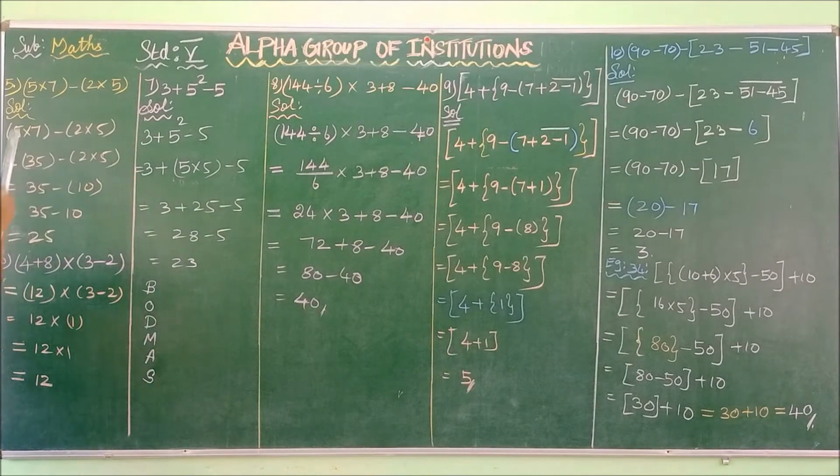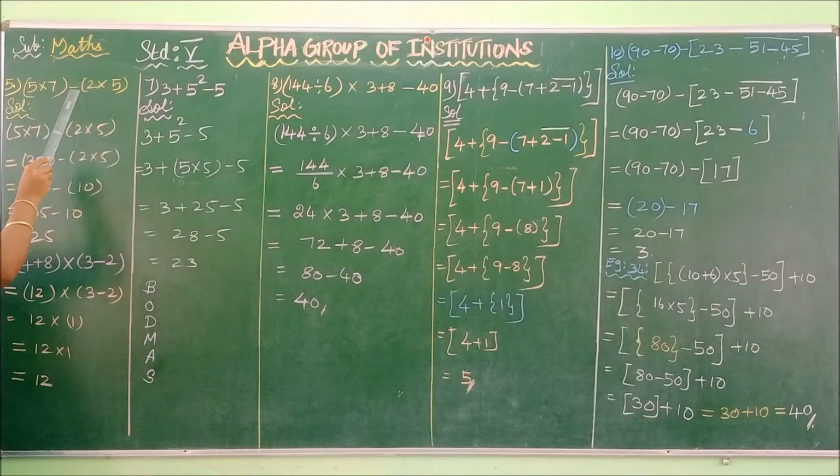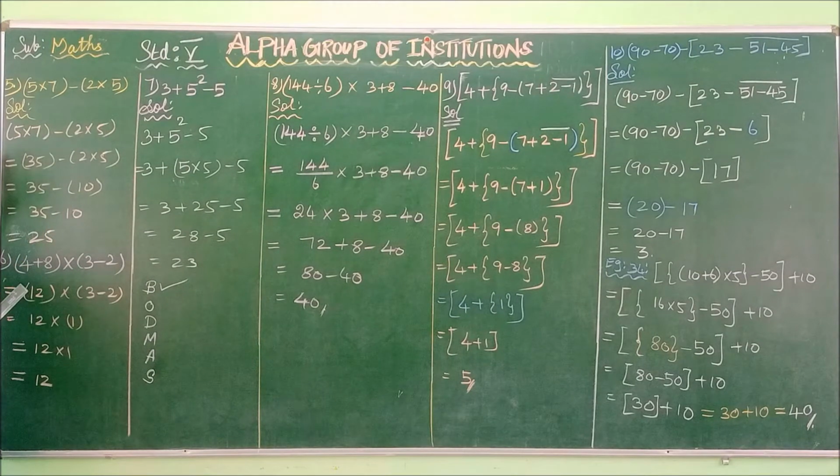Next, see the fifth sum: (5 into 7) minus (2 into 5). You have to use the BODMAS rule to evaluate this sum. See the expression, it contains two brackets. The two brackets are round brackets, that is, simple brackets, so you can easily evaluate them. You are applying the BODMAS rule now. Once again, write the question: (5 into 7) minus (2 into 5). As I told earlier, you have to evaluate the left hand side bracket first. 5 into 7 is 35, minus (2 into 5).